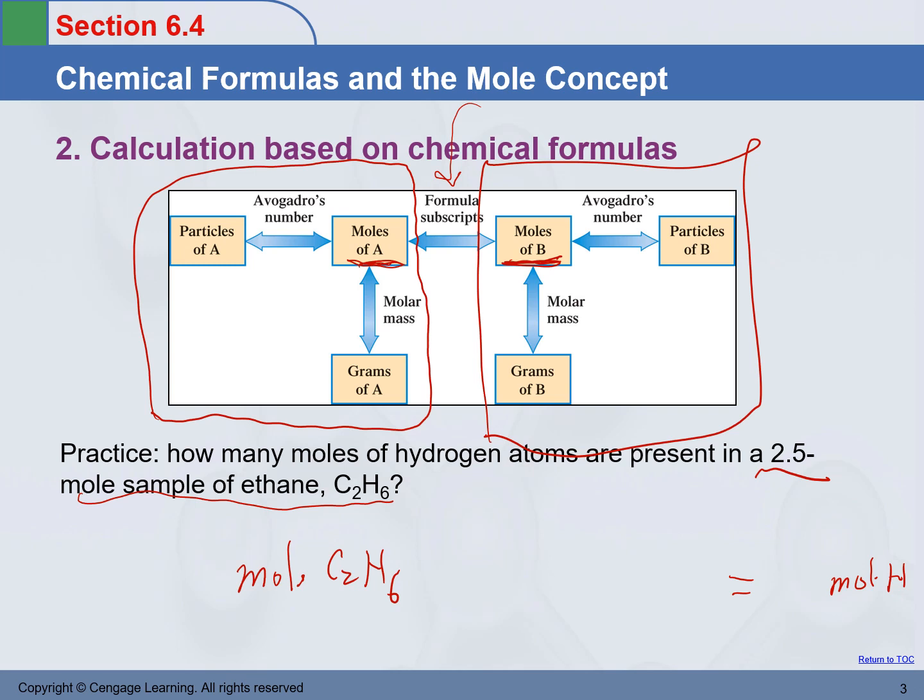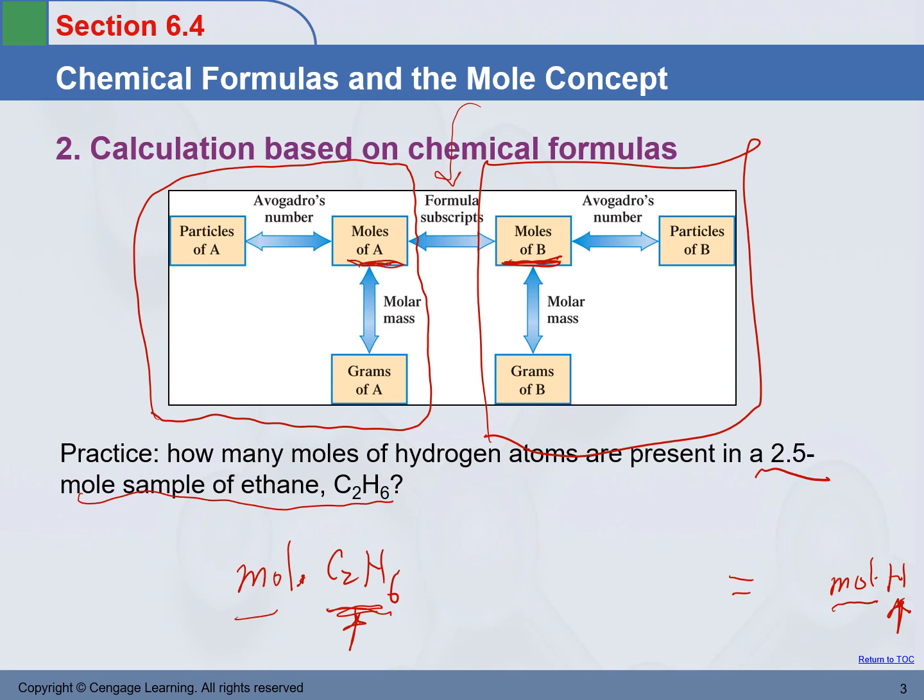This is different from what we learned or practiced before. Before, when we got moles of something, we were asked about grams of the same thing or particles of the same thing. But now we are given moles of ethane, and we are asked about moles of hydrogen. These two, hydrogen and ethane, are different. How do we do this?